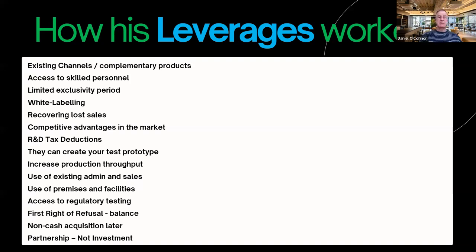Recovering lost sales, I've explained. Competitive advantages in the market, all of those competitive advantages belong to them until others take on the thing. So there's no way people can compete directly with you until they've got that license, you can see.